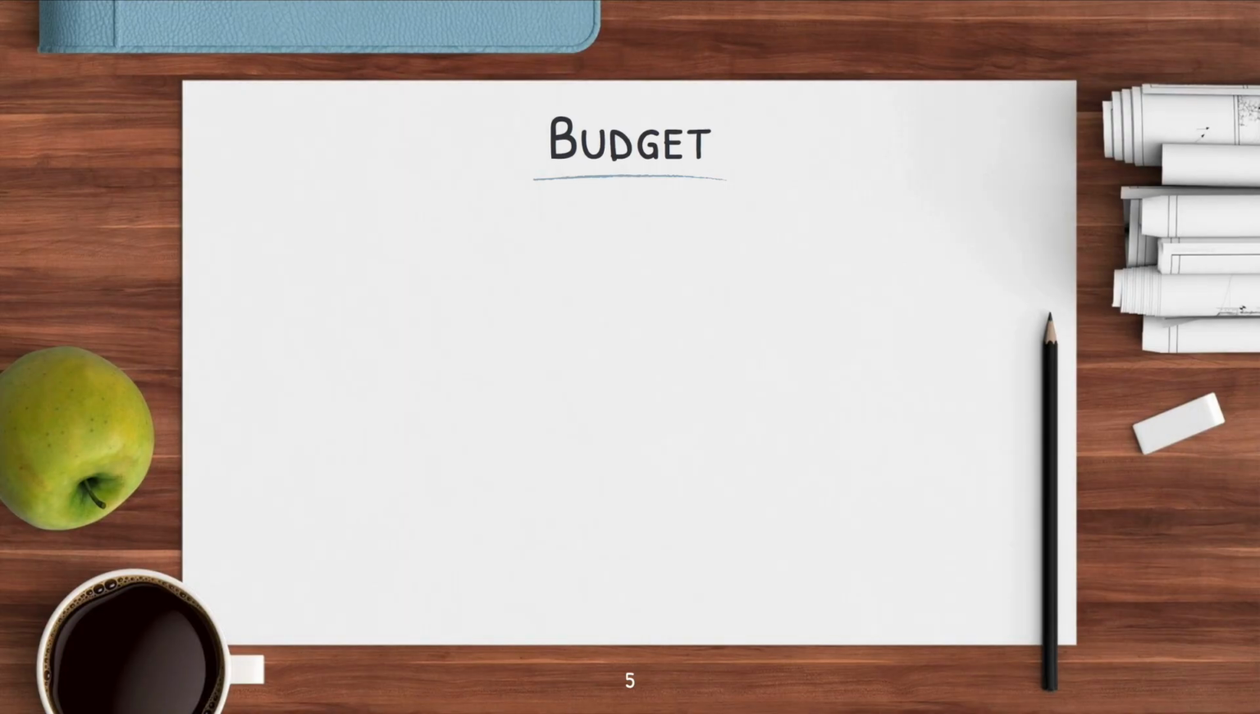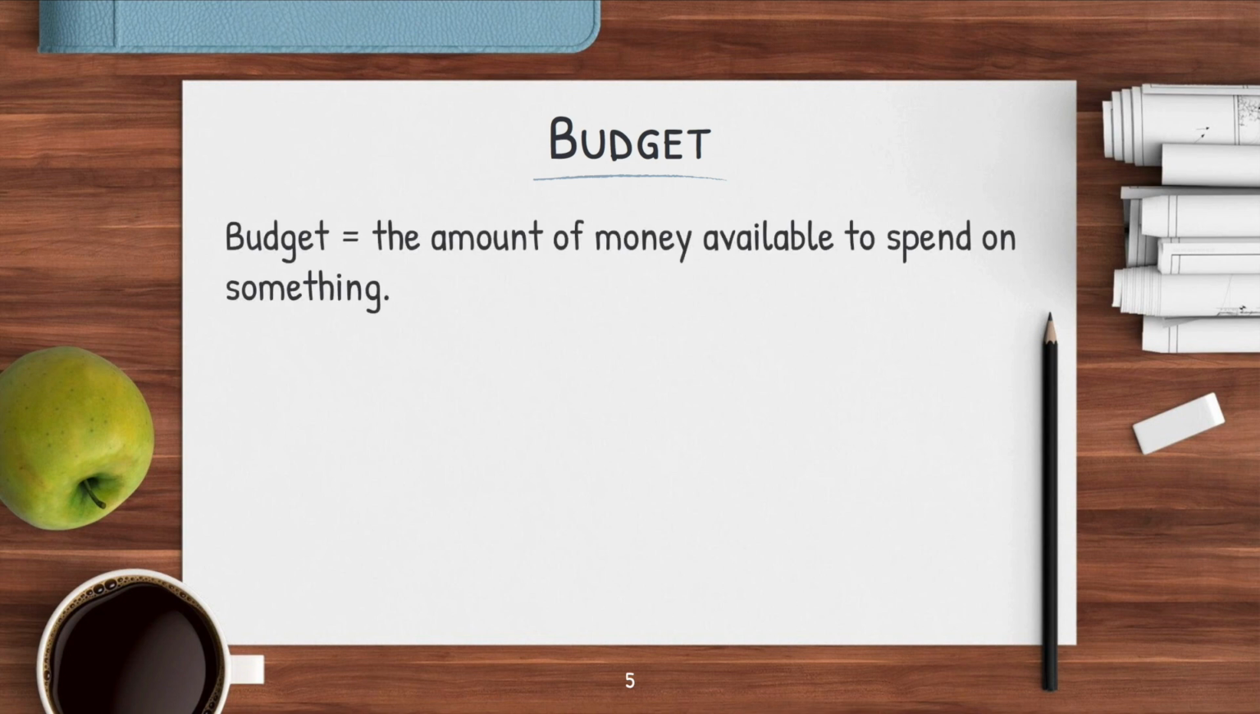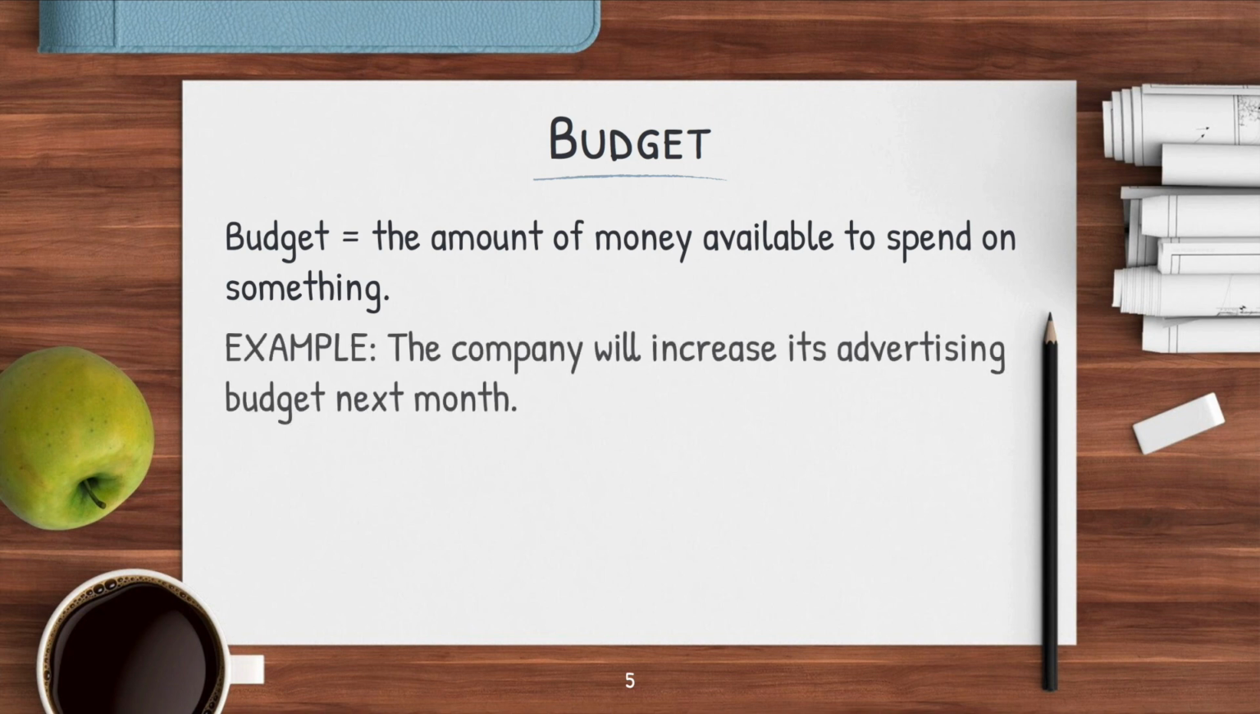Next is the word budget. A budget is the amount of money that a person or company has available to spend on something. For example, my company will increase its advertising budget next month. So the company will give more money to advertising so they can spend more on creating their ads.